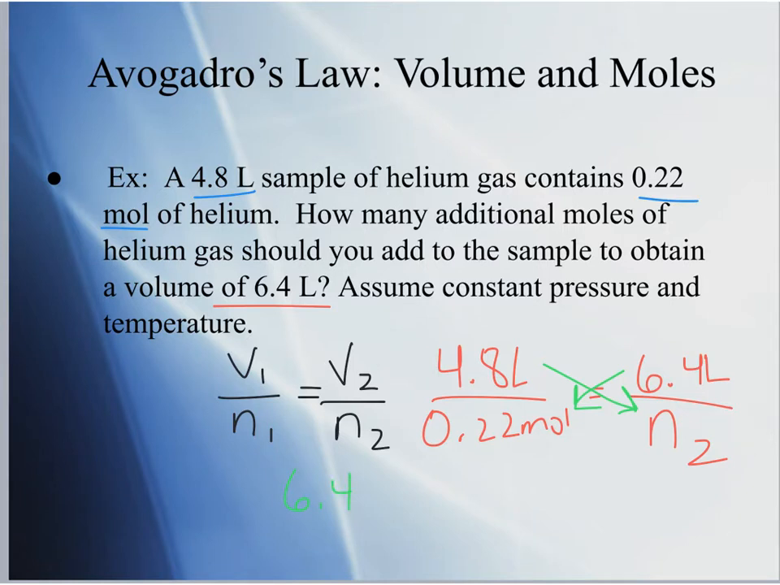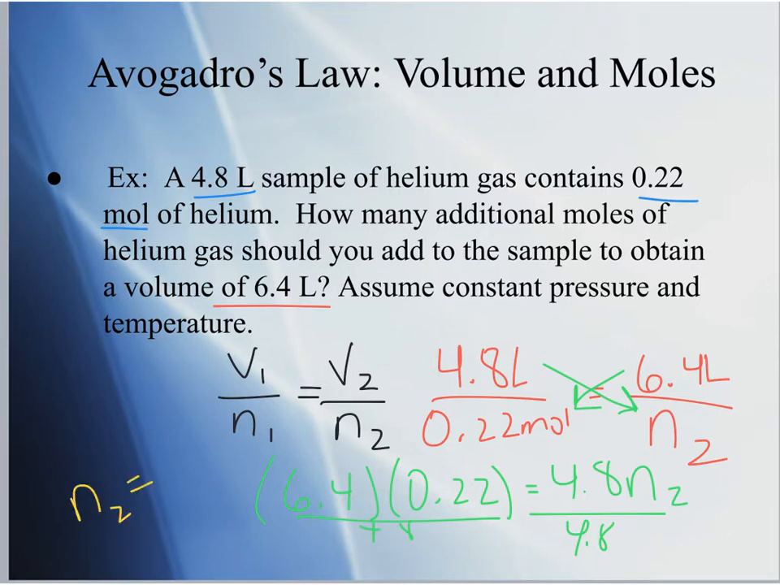And so if we solve for N2, cross multiply, we'll get 6.4 times 0.22 equals 4.8 N2. And so we divide by 4.8 on both sides. And in the end, we'll get N2 equals 0.29. So that's how many moles we'll have in the end.